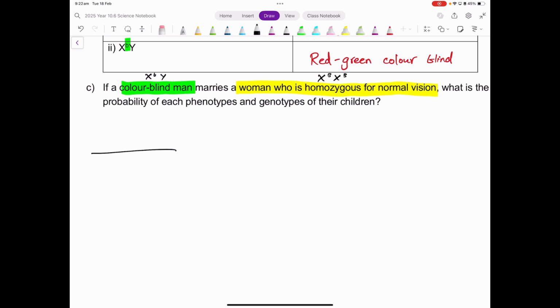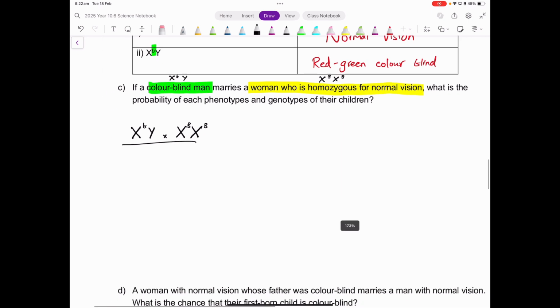So the very first thing that we need to do is a cross. And so this cross is going to be this colourblind man, so X little b Y. And here's a tip for you all. You know how we've been doing a cross with an X there? Make it really small so that it's not mistaken for an X chromosome. Now, because what we then get to on the other side is female, right? And this female is homozygous, so capital B, capital B. So step one, we've done our cross. Our next step, what do we need to draw?